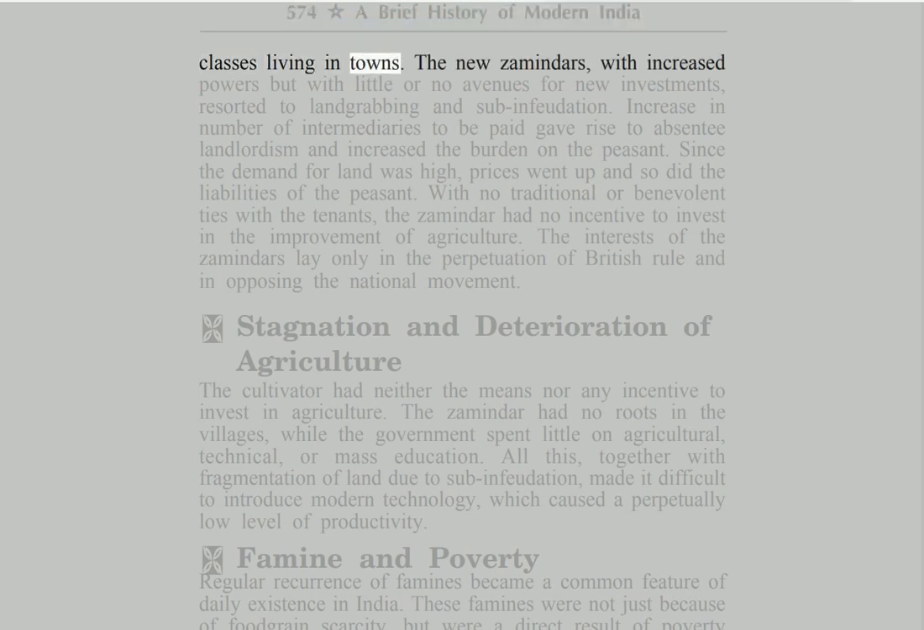Classes living in towns. The new zamindars, with increased powers but with little or no avenues for new investments, resorted to land grabbing and subinfeudation.